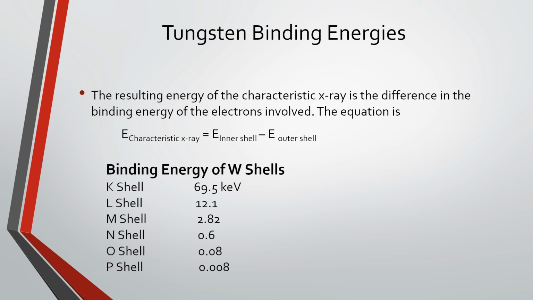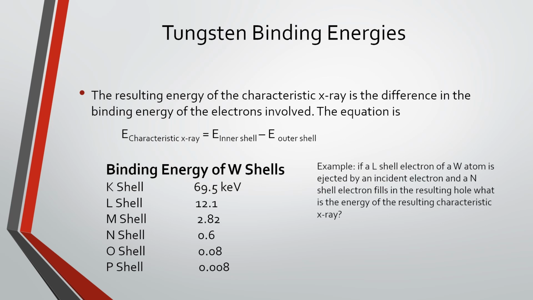The binding energies of tungsten shells are seen here. The K shell, which is the innermost shell, of course has the highest binding energy, 69.5 kiloelectron volts. The L shell is 12.1 kiloelectron volts, and so on and so forth, all the way down to the P shell, and all of these are in kiloelectron volts. So an example here: if an L shell electron of the tungsten atom is ejected by an incident electron, and an N shell electron fills in the hole.